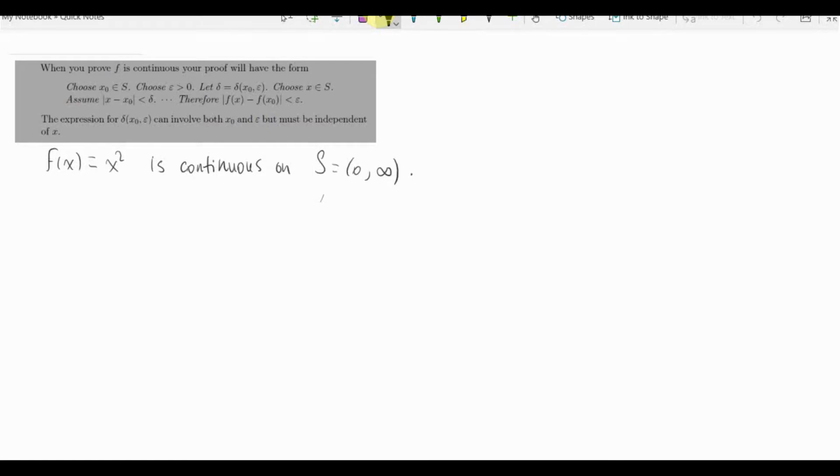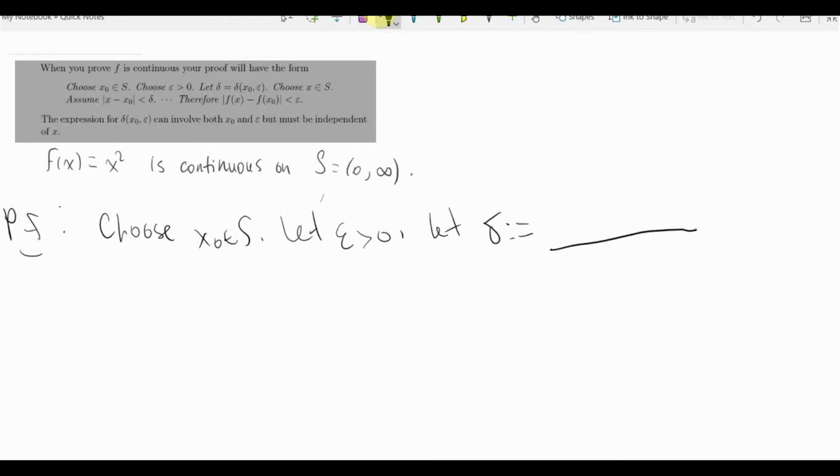Okay, so if I try and apply that recipe to do the proof, then the first thing we have to do is to choose our x naught in S, and then we have to let epsilon be bigger than 0. Then we let delta equal something that I'm going to eventually come back to later and fill in. And the reason that I do that is because I want you to see exactly how I derive this delta. Once I get the delta, then the proof is pretty much completed.